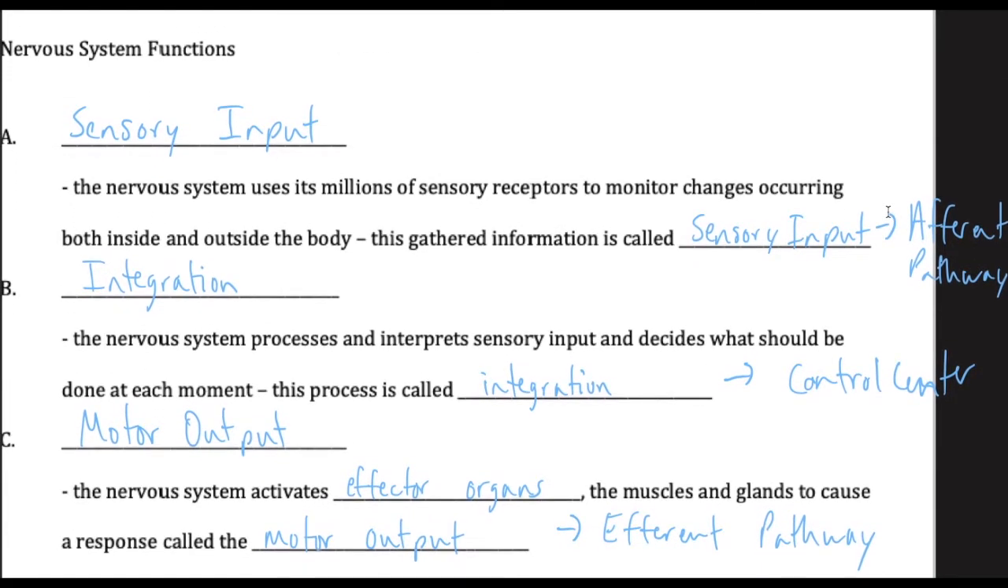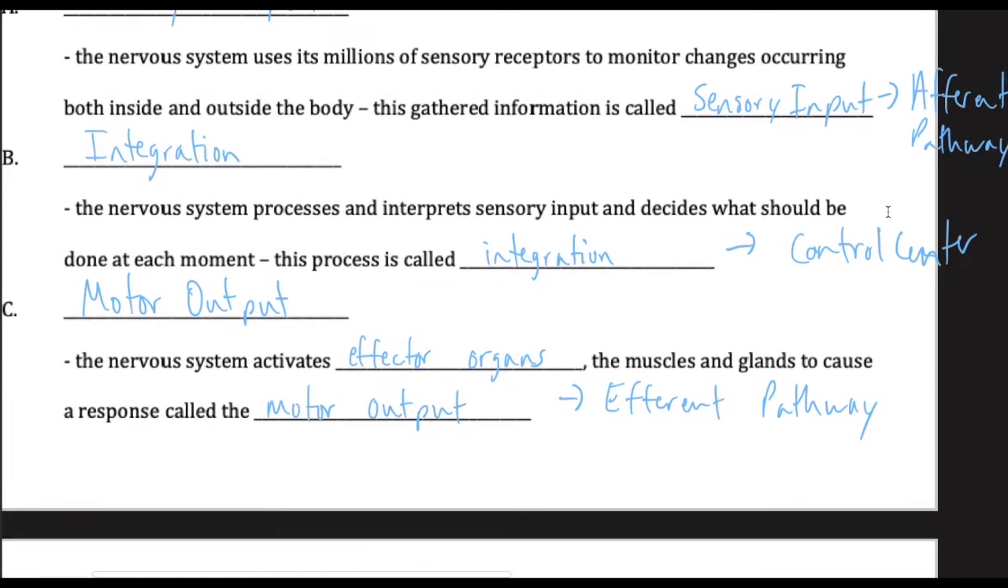So then we have integration. The nervous system processes and interprets sensory input and decides what should be done at each moment. That's when we have integration, or that control center. So we take the sensory input, we take it to the brain, and we try to figure out what we need to do with this information. And so we take a lot of sensory input that we do nothing with because our brain goes, okay, we're good. It's not really that big a deal. Okay.